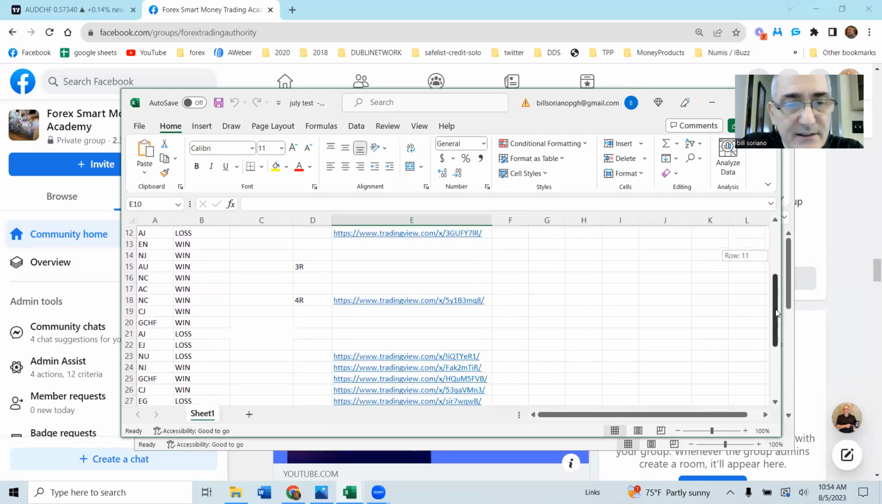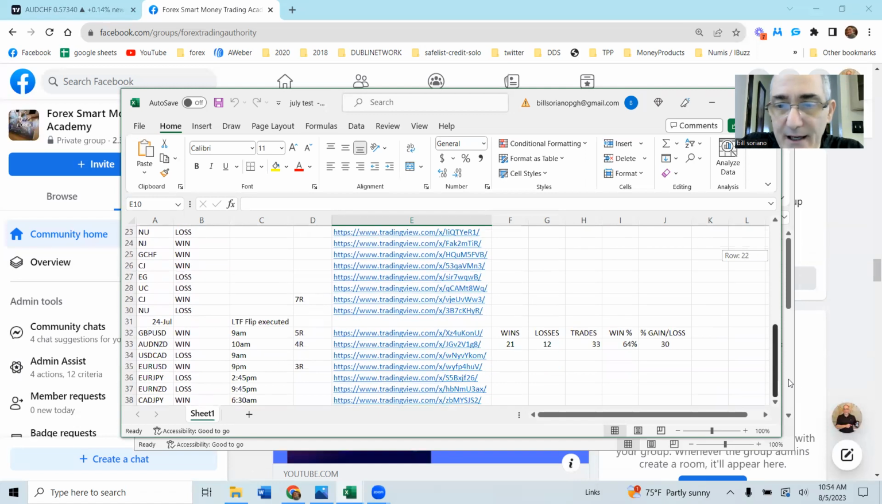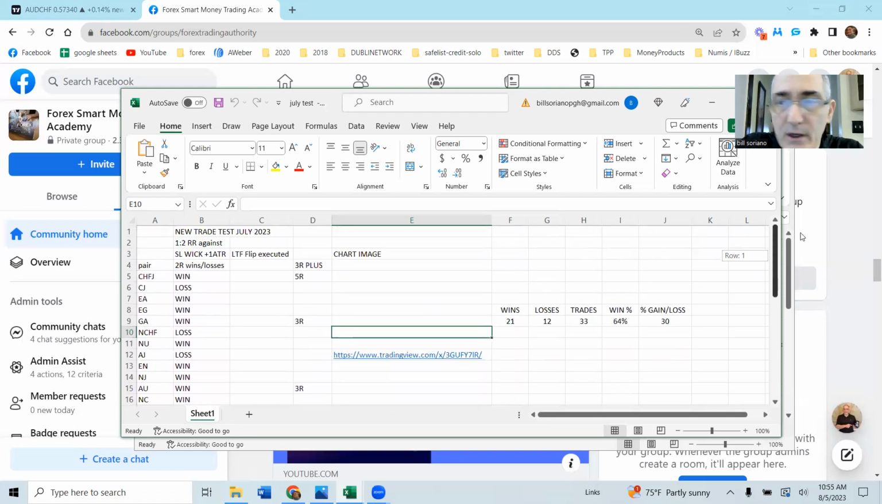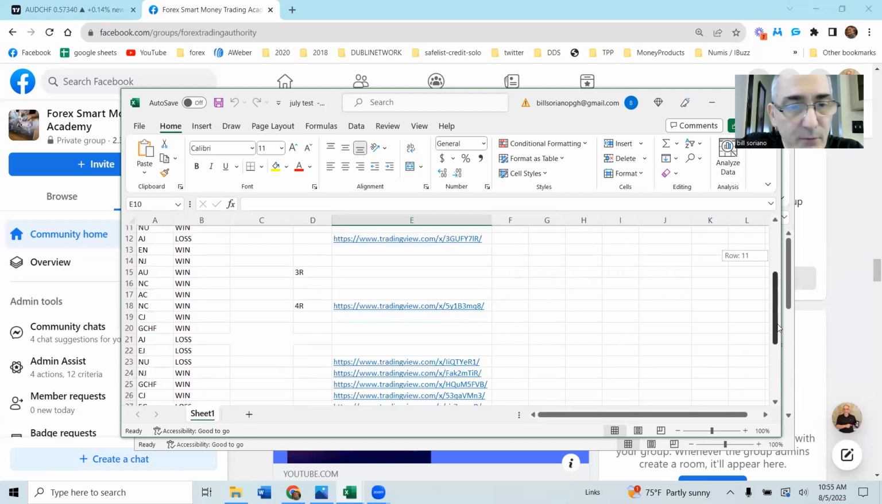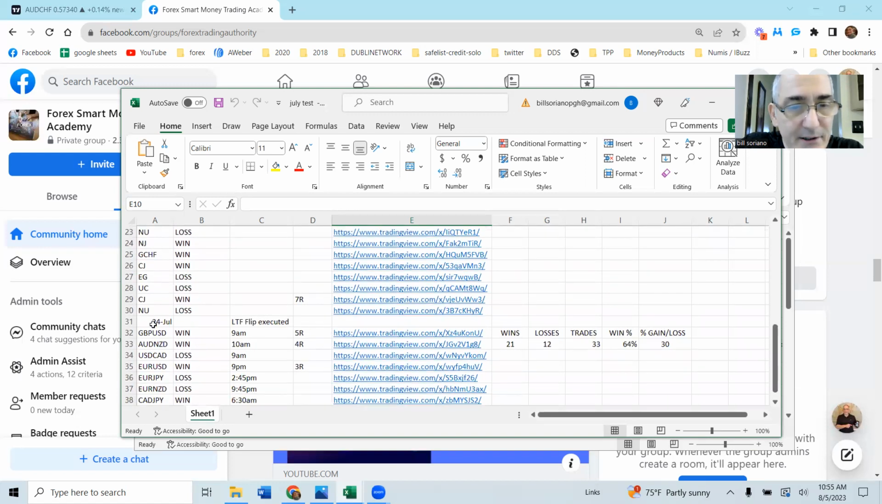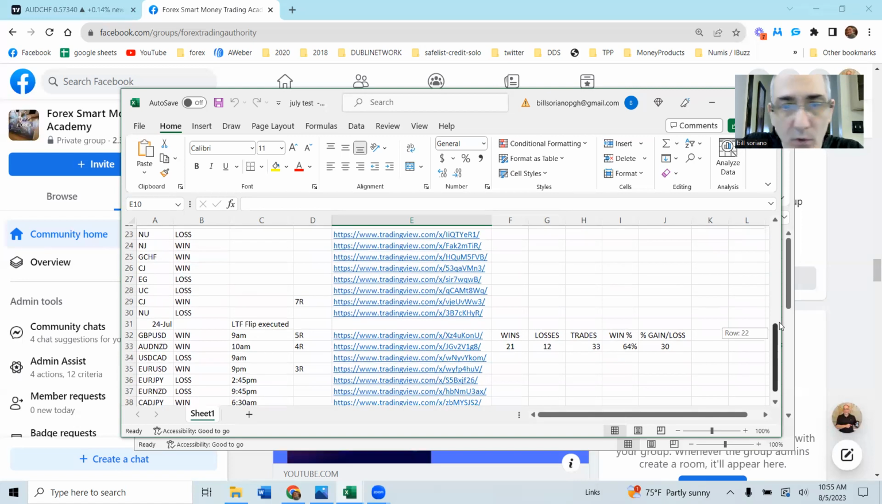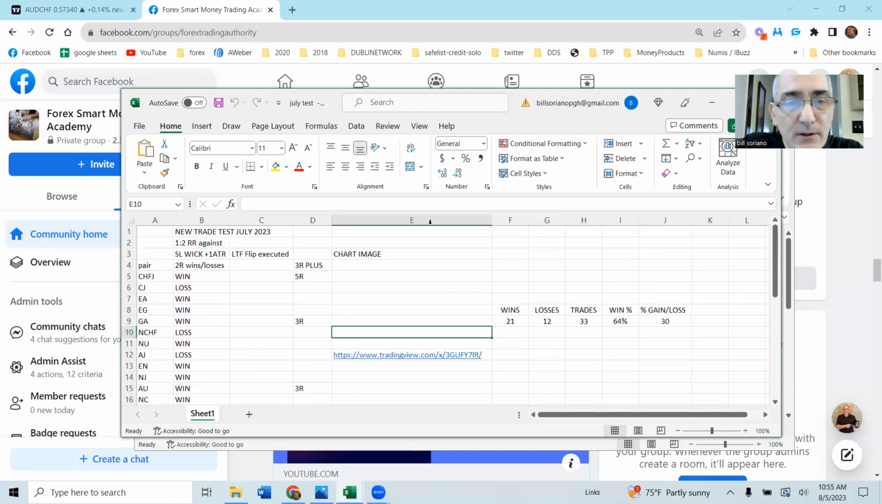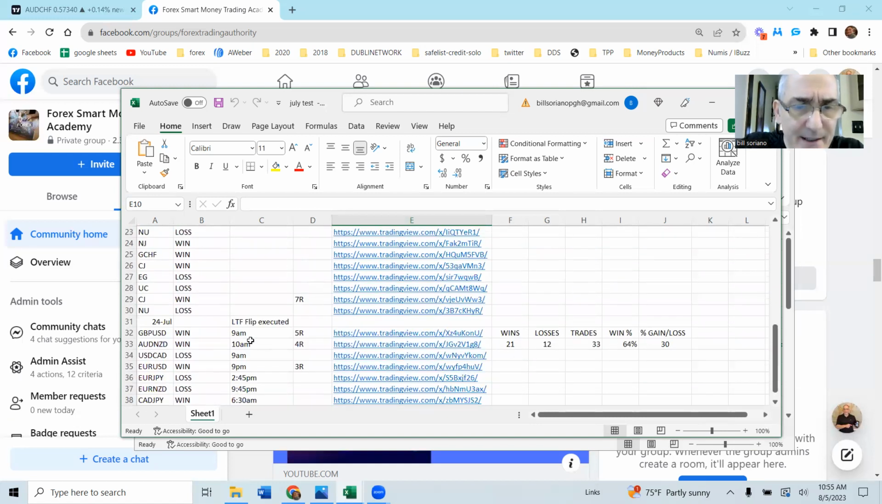Now, this spreadsheet is in the group, and they're all listed down here. What I started doing near the end of the month was putting a date here for the week, so that way we could see each week, right? And I also started putting a column for what time of day the lower time frame flip entry model executed. So you could see I started doing that: 9 a.m., 10 a.m., 9 a.m., 9 p.m.